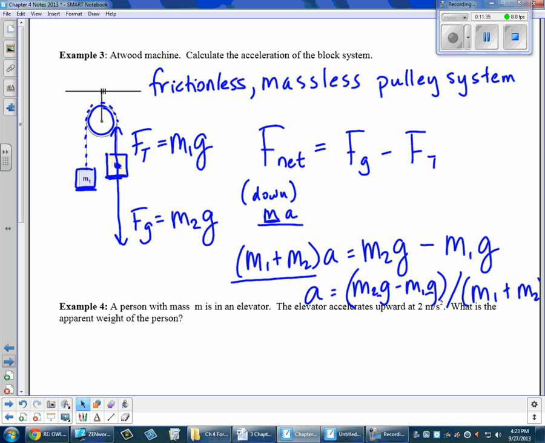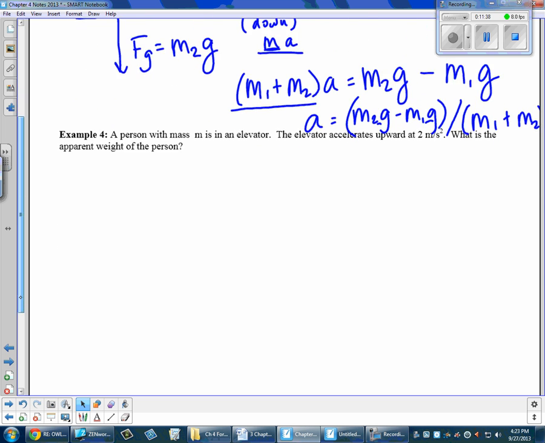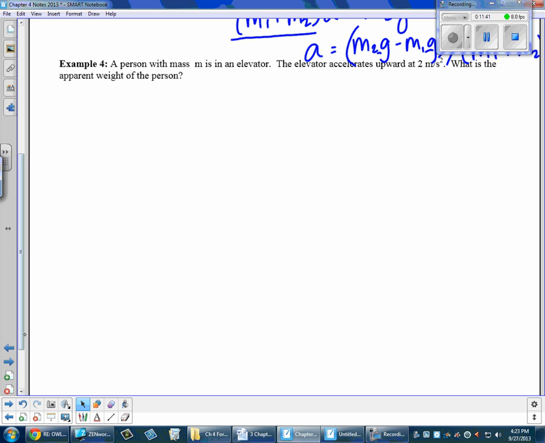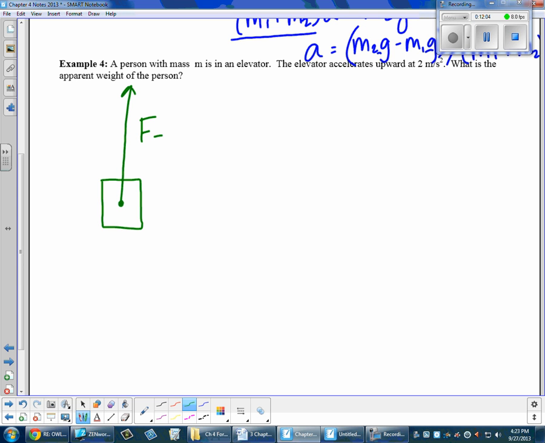Let's look at another example of vertical acceleration. Call this an elevator problem. A person with mass m is in an elevator. The elevator accelerates upward at 2 meters per second squared. What is the apparent weight of the person? Okay, I'm going to draw the person as a block. And the elevator is accelerating upward, which means that the upward force, the tension force, must be greater than the actual weight of the person.